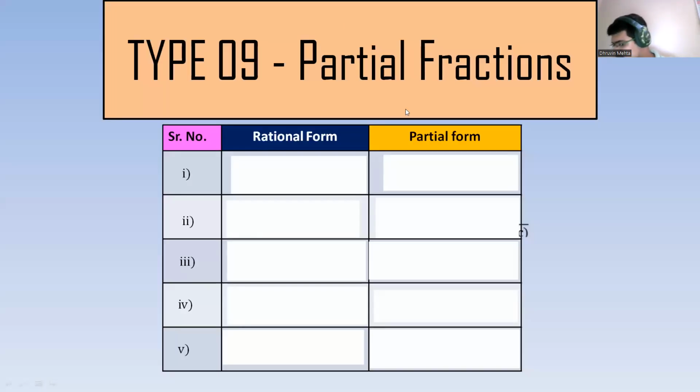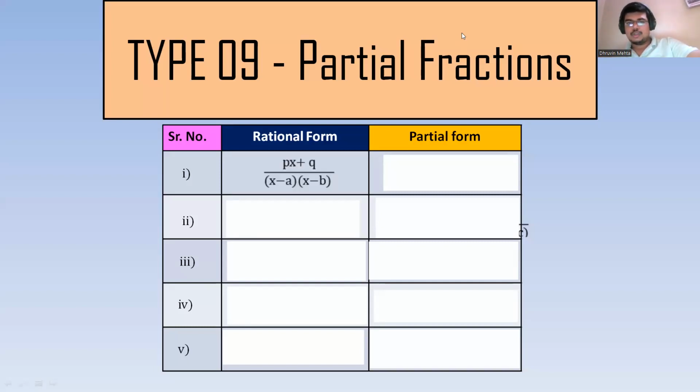Okay, before we take the sums, one last type, that is partial fractions. Partial fractions is one of the easiest types, but your calculation speed should be good enough so that you can finish this in less time, because it usually takes a little time. So let's understand what partial fractions is.